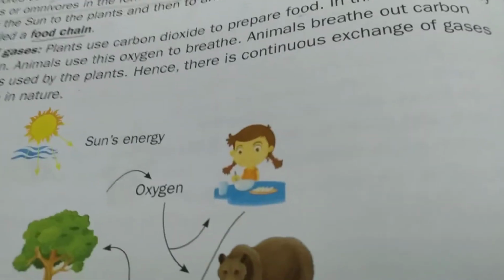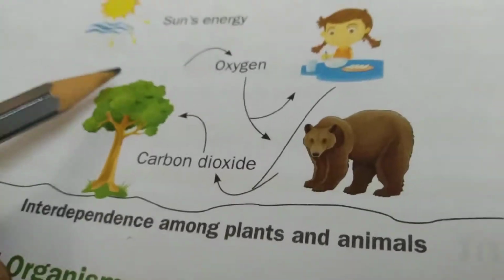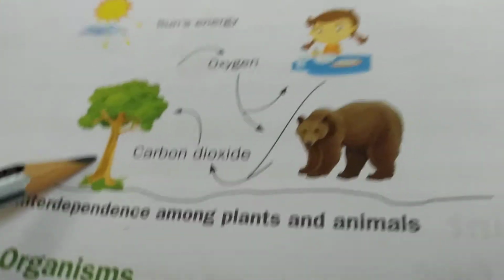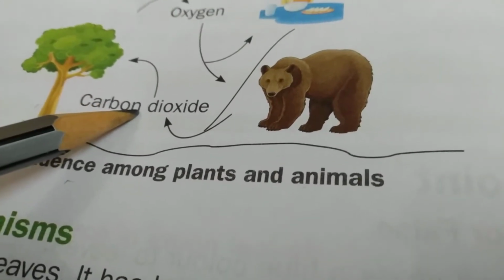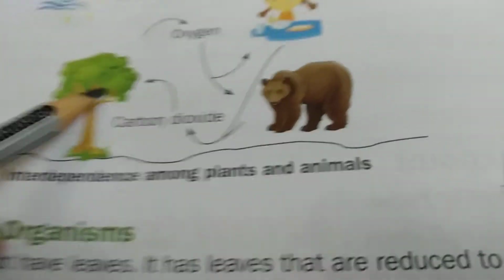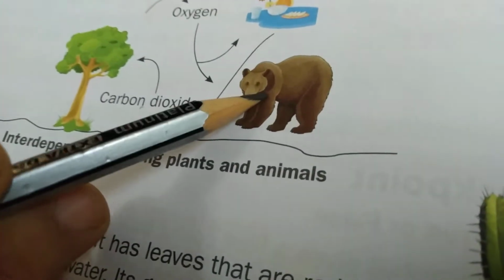Are you seeing this picture, children? Interdependence among plants and animals. Through sunlight, plants prepare food. Okay, children, water and minerals from the soil, and the carbon dioxide present in the air, are also used by the plants to prepare food. Next, plants release oxygen, and that oxygen is useful for us as well as animals.